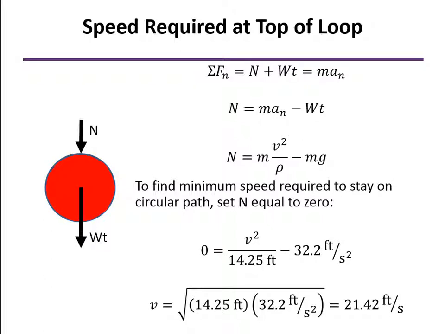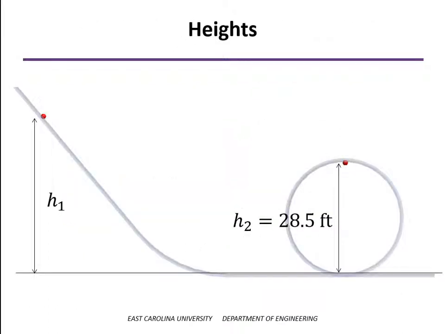If we let it go less than that, then we won't be able to maintain the acceleration that's required for it to maintain a circular path. So height 1 is what we're trying to find. That's where we need to drop it from. Height 2 is when we're at the top of the loop.